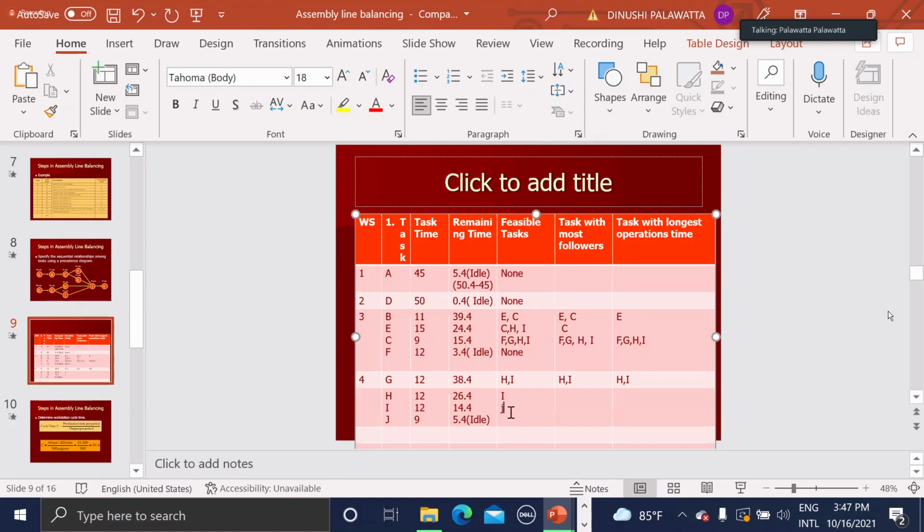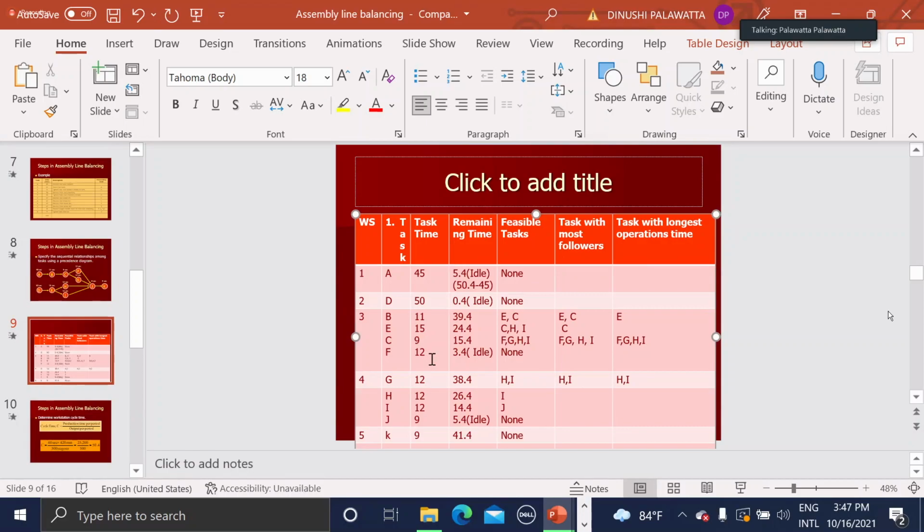So feasible tasks, none. And then we go to station 5. K, its time is 9. Remaining time is 41.4. 50.4 minus 9 is 41.4. It's the last task, therefore feasible tasks are none.